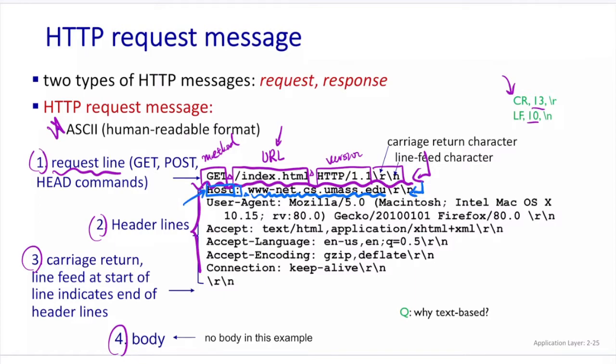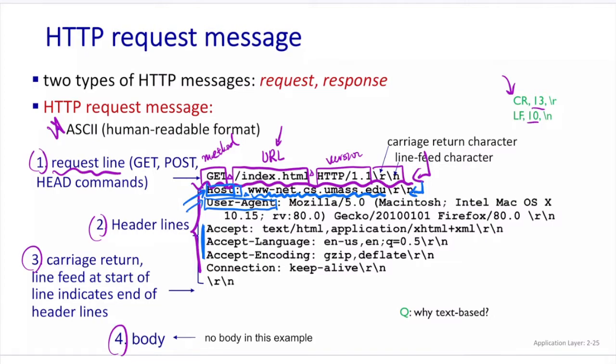And again, what is the software used by this client, which is called user agent. And here, the accept means what is the capability of this browser when it receives the response message. So let's take a look at these lines one by one.